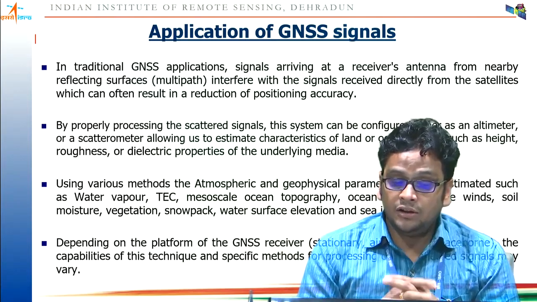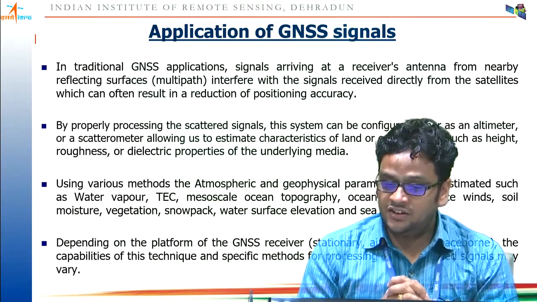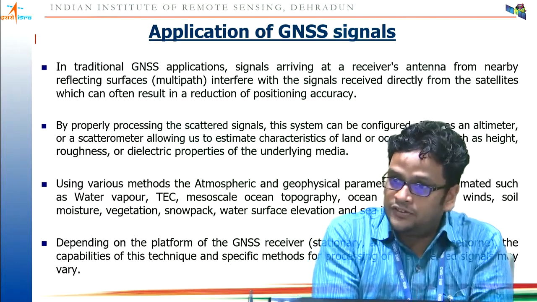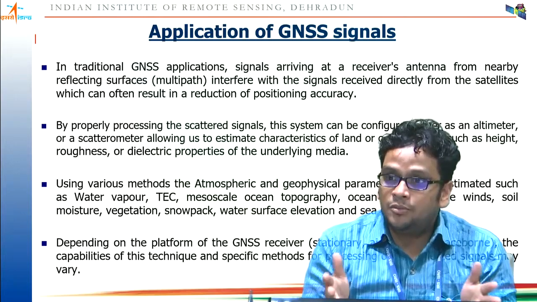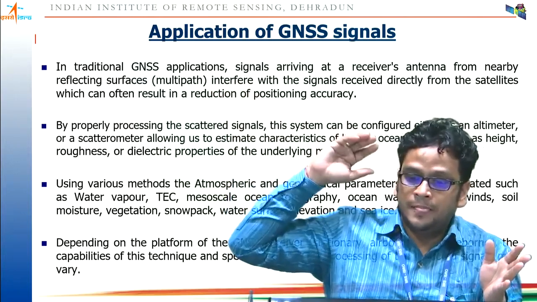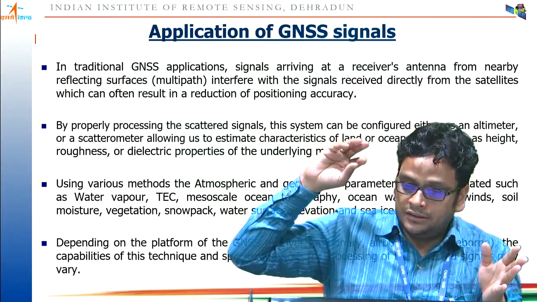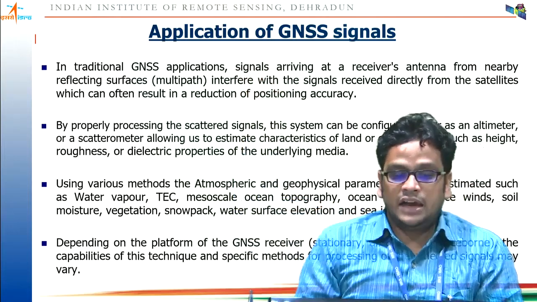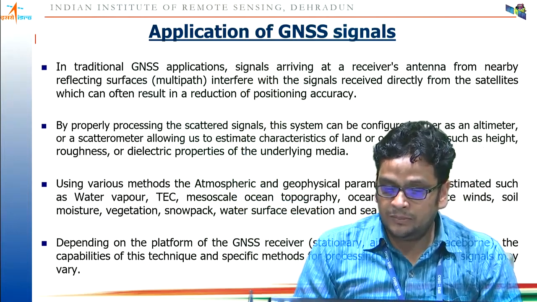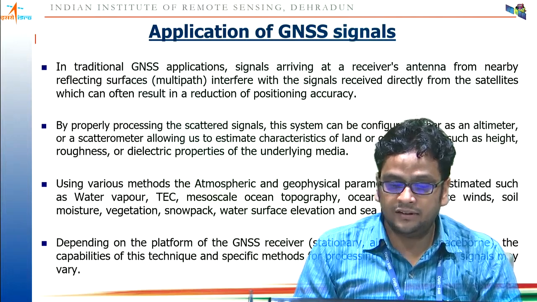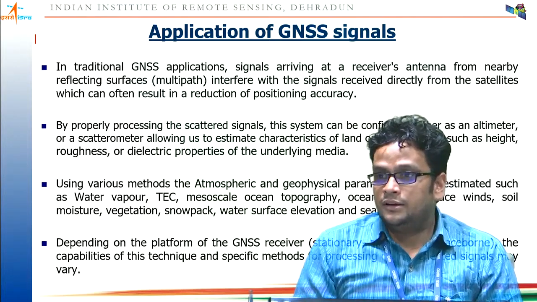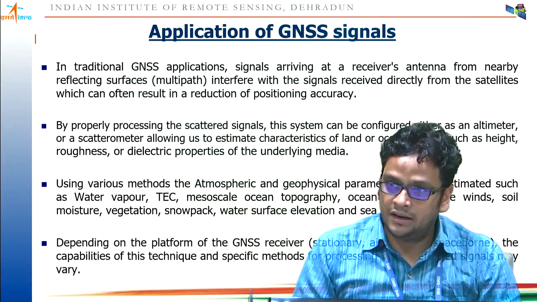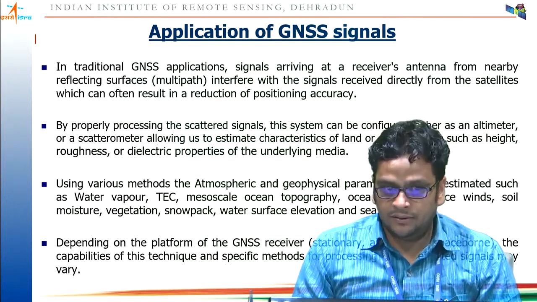Depending on the platform of the GNSS receiver, stationary, airborne, or spaceborne: stationary means we fix the receiver at the ground; airborne, we can fix it on any air vehicle or instrument; spaceborne means putting it on a satellite. The capability of this technique and the specific method for processing the reflected signals may vary. So whatever signals we are receiving, whether reflected or direct, the processing will differ from one to another.